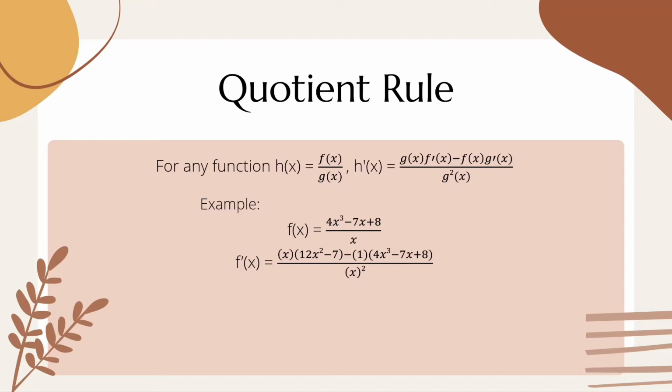We simplify the terms and that would give us 12x cubed minus 7x minus 4x cubed plus 7x minus 8 all over x squared. We combine similar terms and that would give us the final derivative of 8x cubed minus 8 all over x squared.